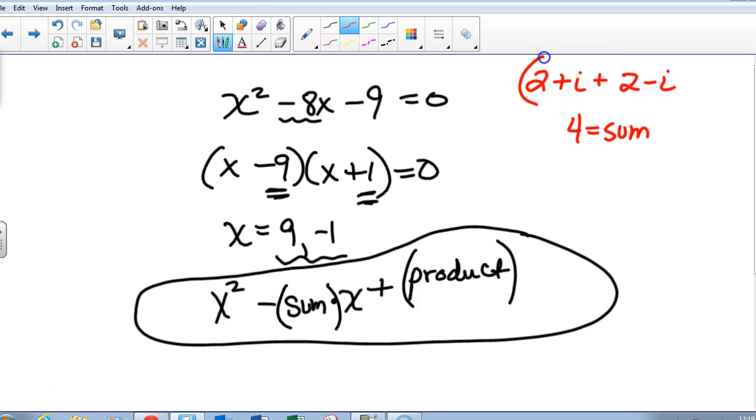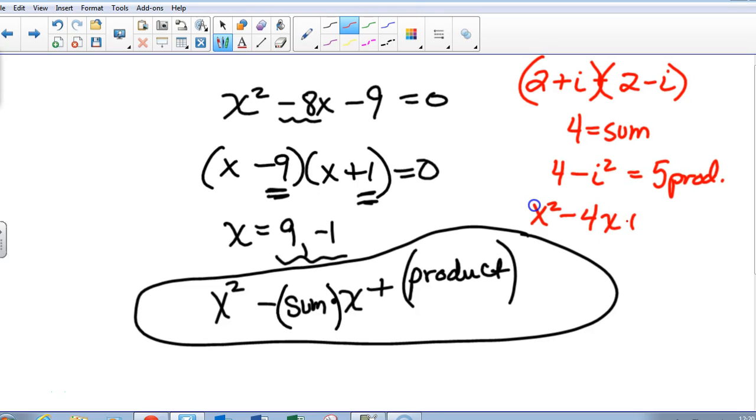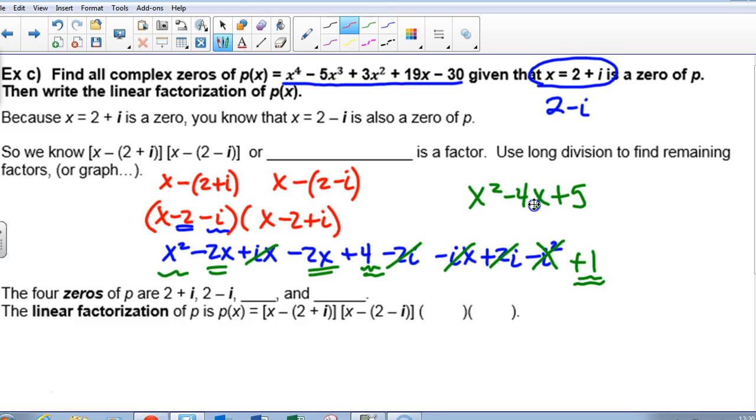If I told you to multiply those, you would get 4 minus i squared, which is 5. That's the product. So it should be x squared minus the sum times x plus the product. Is that what we got when we FOILed them together right here? Was that way faster than FOILing them together?